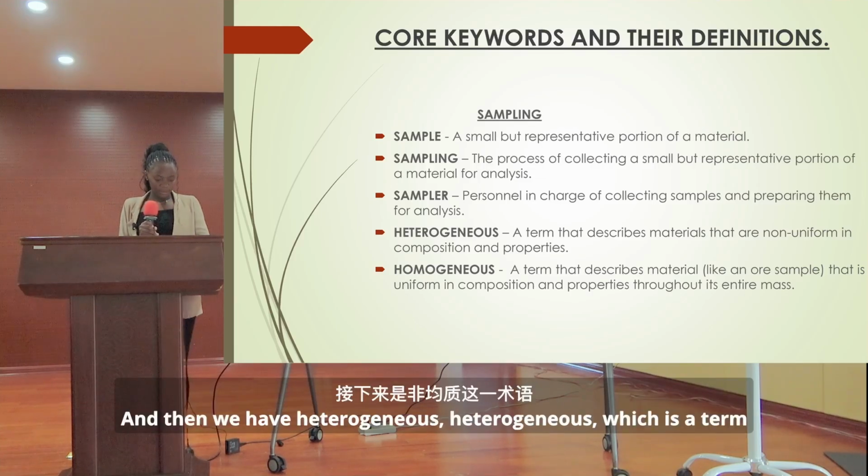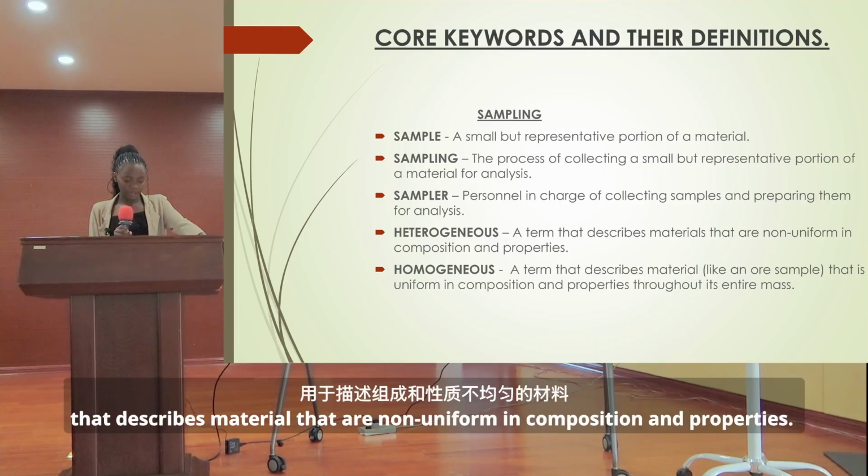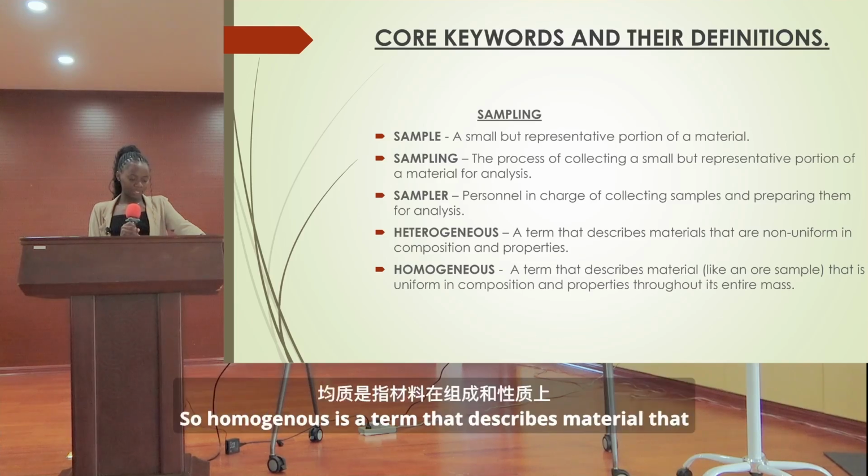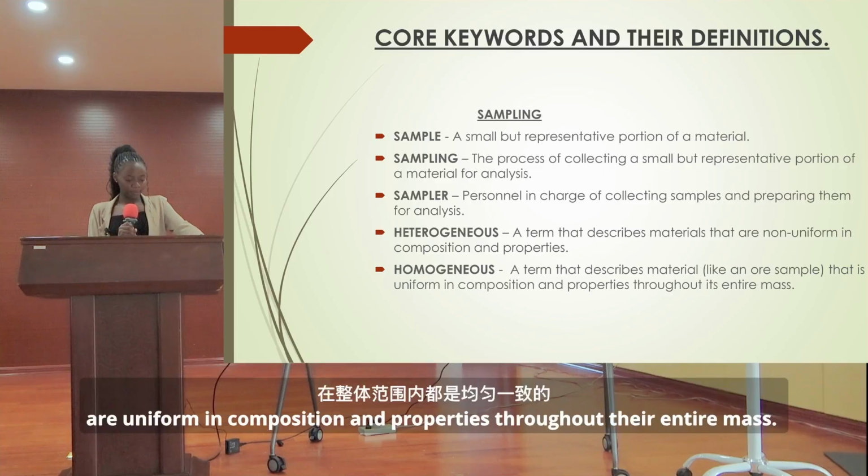And then we have heterogeneous, which is a term that describes materials that are non-uniform in composition and properties. Then we move on to homogeneous. Homogeneous is a term that describes materials that are uniform in composition and properties throughout their entire mass.